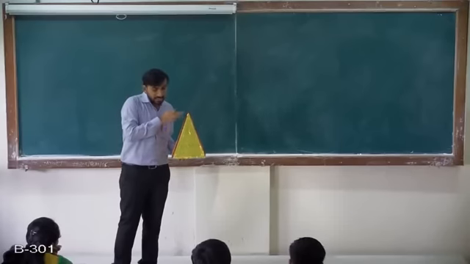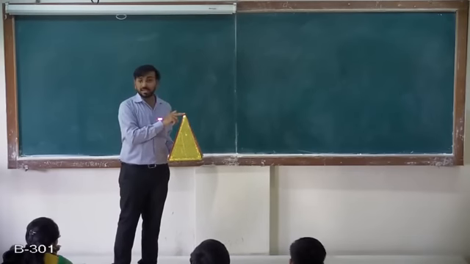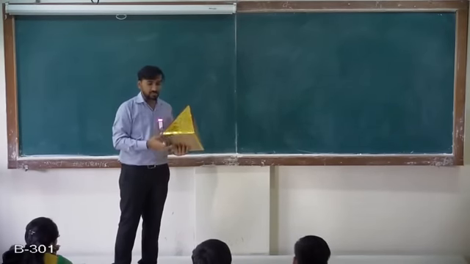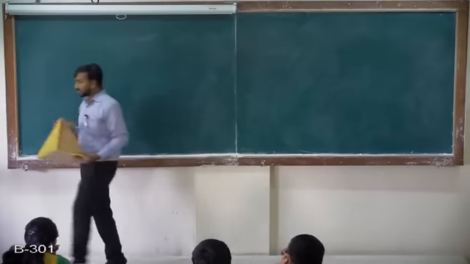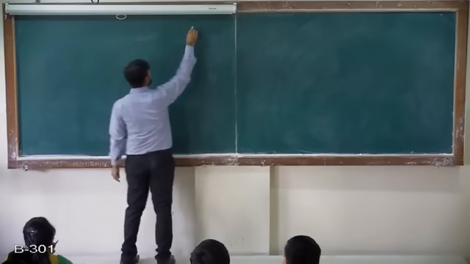So this is one edge and this is another slant edge. They meet at one point called the apex. So this is the triangular face, and this is the apex and the base. With these basics we will start a problem. So let's say a pyramid.